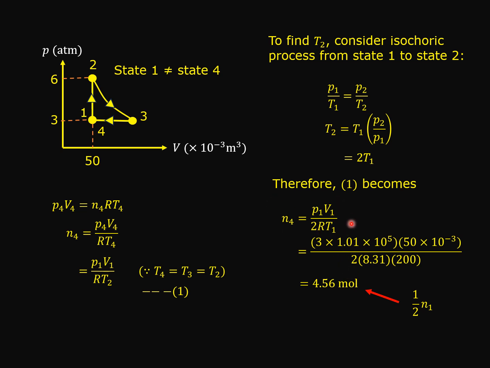Now again, from these equations, we know that N4 is half of N1. So if you want to know the value of N1, you can simply take the 4.56 moles and multiply by 2. So N1 and N4 are not the same. This is a key message that you need to take notes of when solving these questions. From the process of 1 to 2, N is the same. From 2 to 3, N is the same. But from 3 to 4, since some gas escapes from the system, the number of moles will change due to this process. So N1 and N4 are not the same.